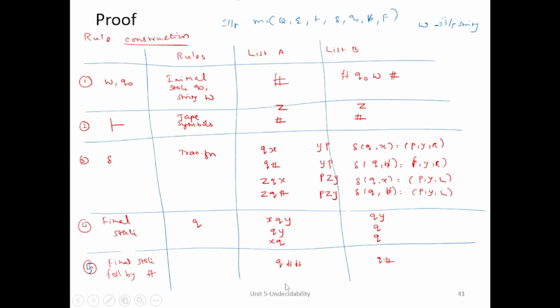And the 5th rule: if q is followed by a single hash, then we can stop the procedure by adding q with a double hash symbol at list A. So at last list A and list B should contain equal values. So this is the rule construction.